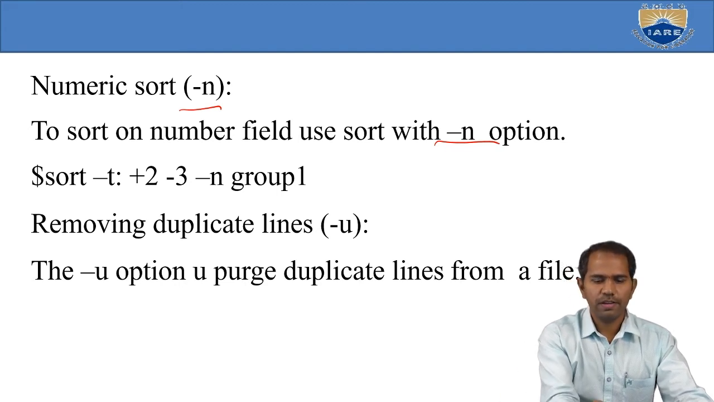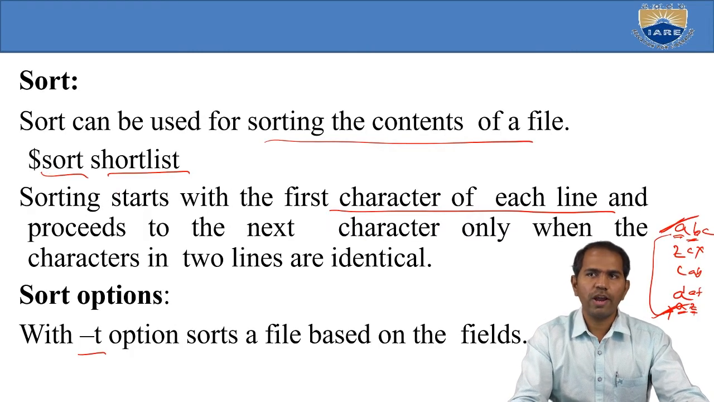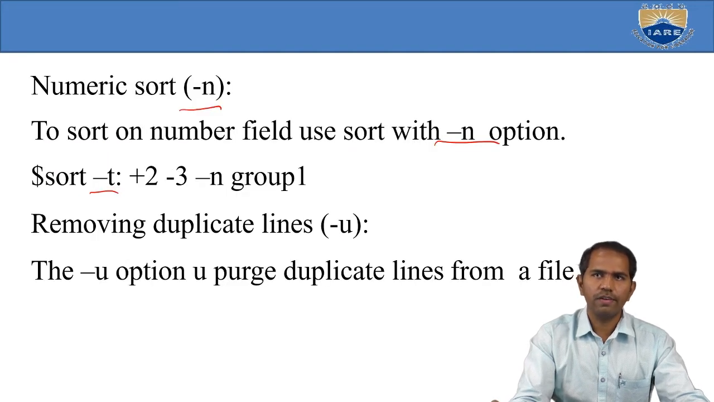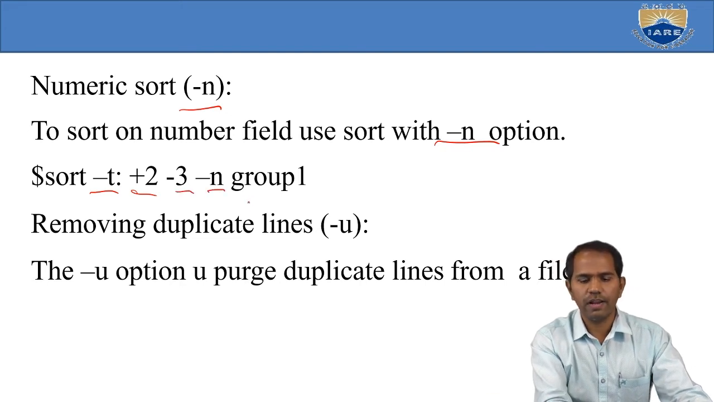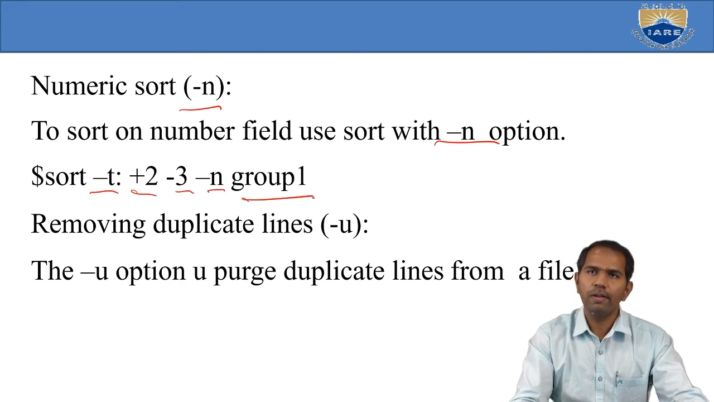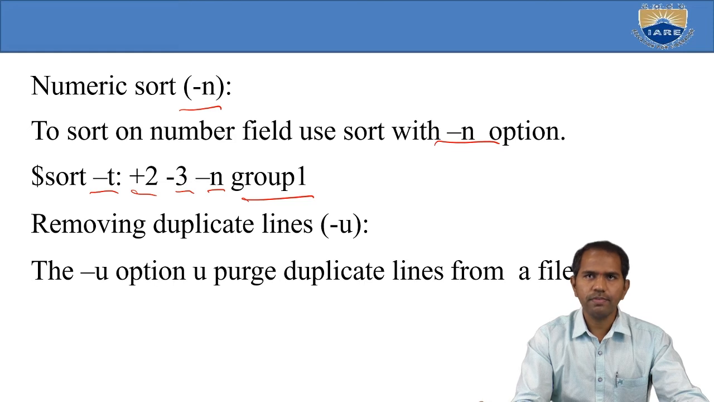Then sort minus t is a field. What's the minus t option? It's an option to sort a file based on the fields. Based on the fields, we can sort it. So now take the second one, third one with minus n. It's numeric. The file name is group 1. Under group 1, the numeric values are sorted. Minus t option is taking a group of fields.